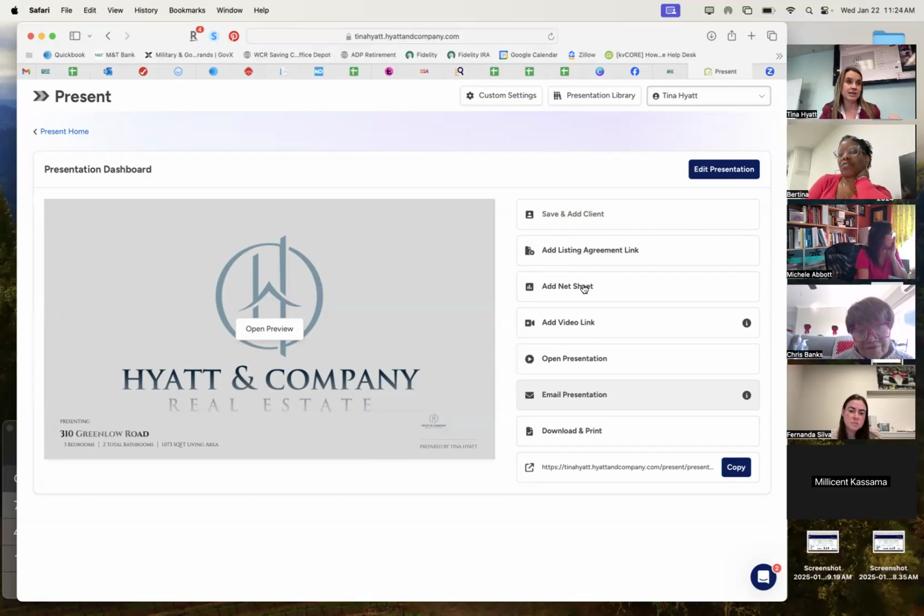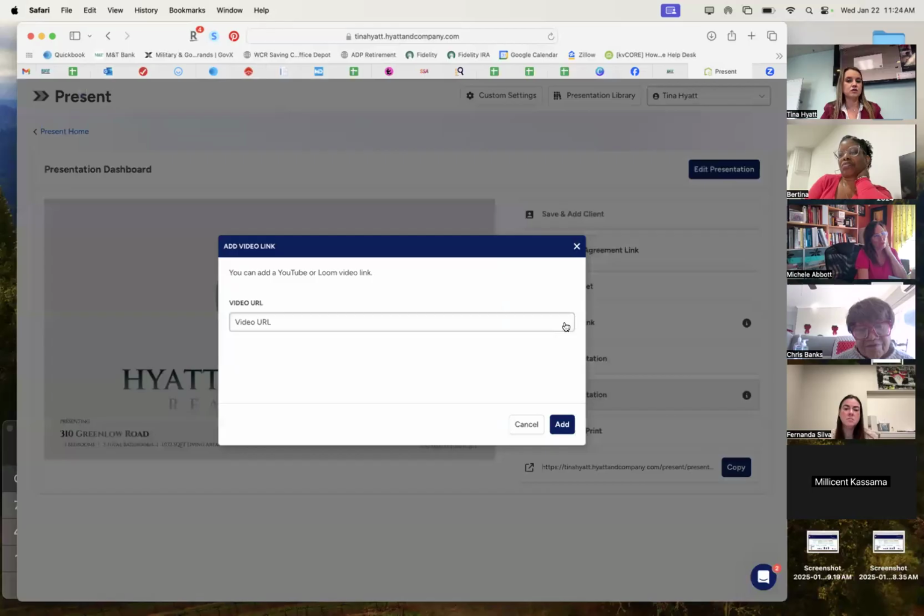I can add a net sheet in here. I can add a video link. So here's where I add that video link, and it adds it as the first slide preceding the title slide. Then it can be seamlessly played during the presentation. So you click add video link and here's where you add that video URL. It has to be housed on YouTube or someplace else, Google Drive, wherever it's housed.